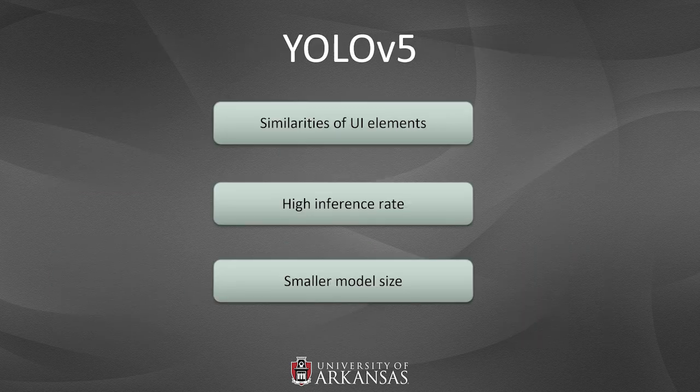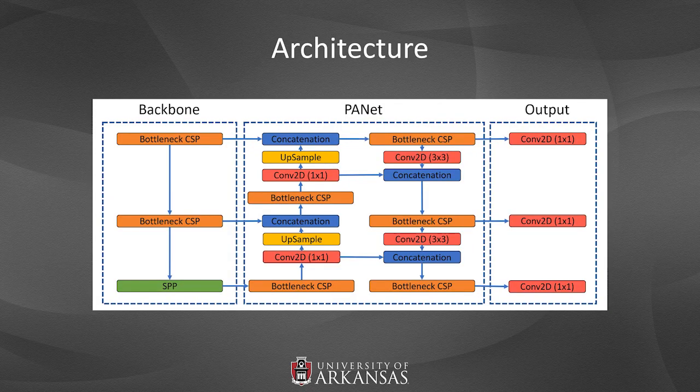Our content detection employs YOLO v5, which is one of the latest object detection models developed by Ultralytics. It is known for its high inference rate and small model size, which make it ideal for mobile devices. And the benefits that I've just mentioned are embedded in its design and architecture, especially the design of the backbone and the PA net. And I will leave out details of the YOLO v5 architecture due to our limited time. For more information, please refer to the paper on YOLO v5.